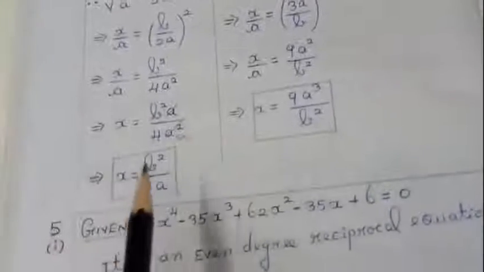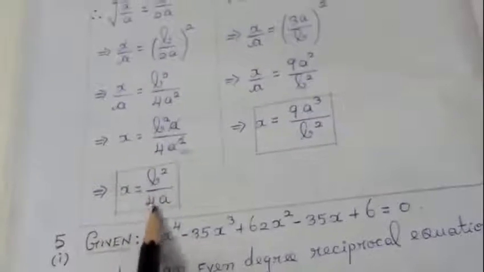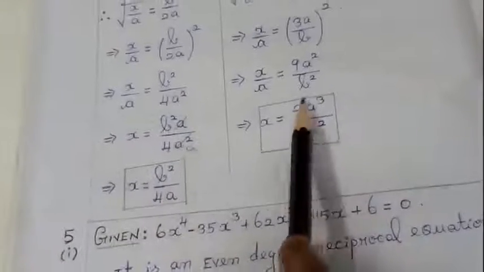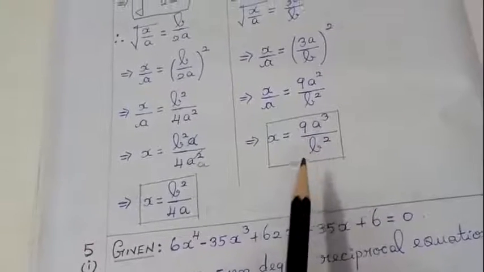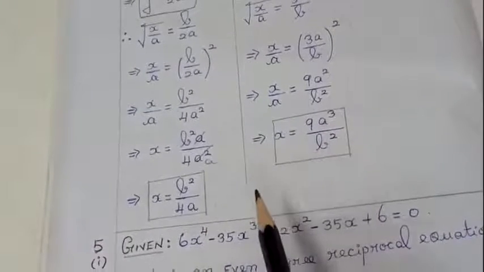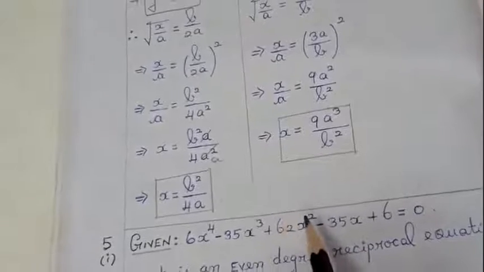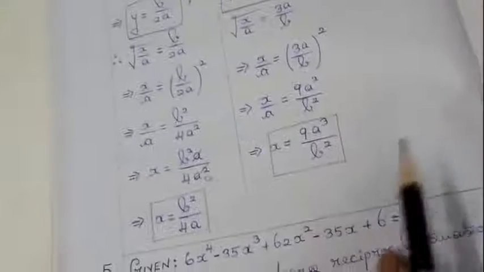So finally I am getting the answer as x is equal to b square by 4a and x is equal to 9a cube divided by b square. It takes time. You have to do the calculation and see, students, and if you are having any other method in short also, you can apply it, no problem.